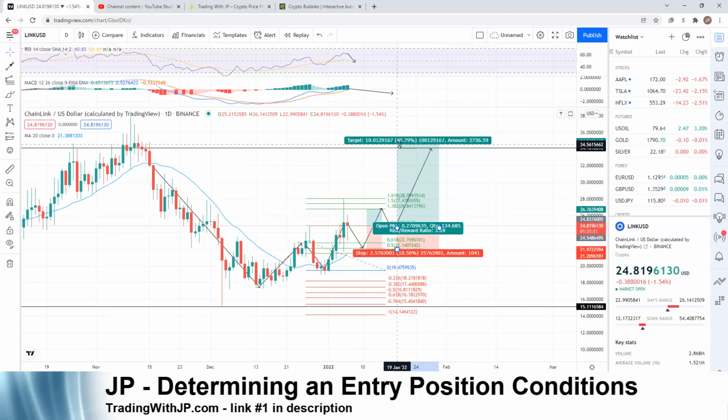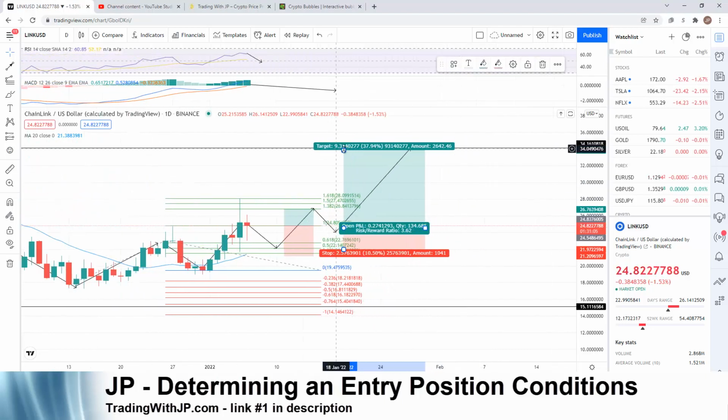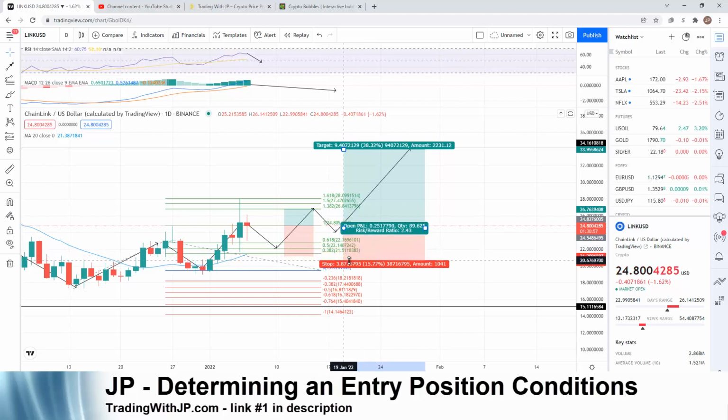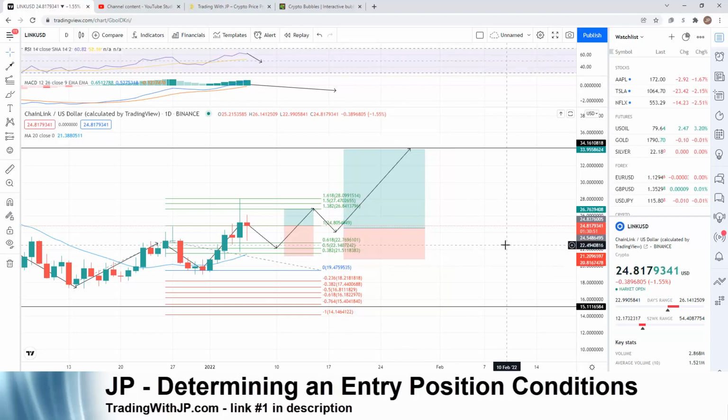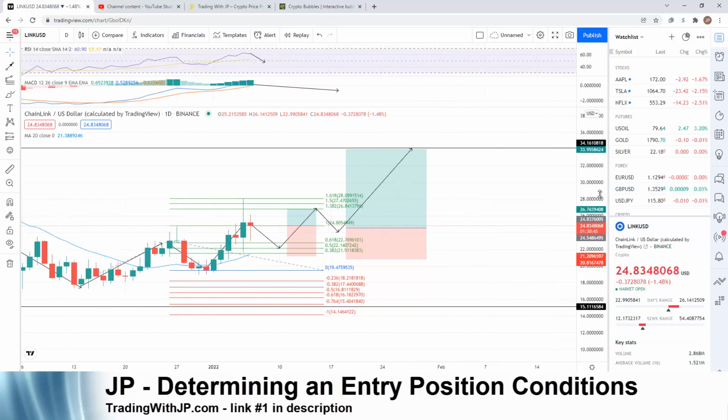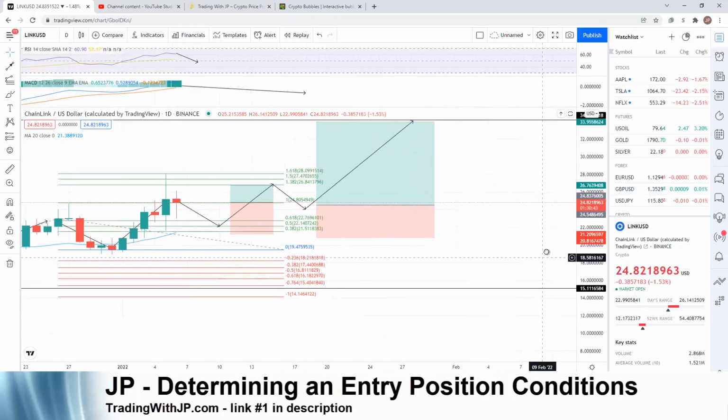But just kind of going all the way back up here now. Well, it's a little higher actually. And then again, do a risk to reward of about 2.5. So here we can see our risk to reward ratios are all set up and ready to go.